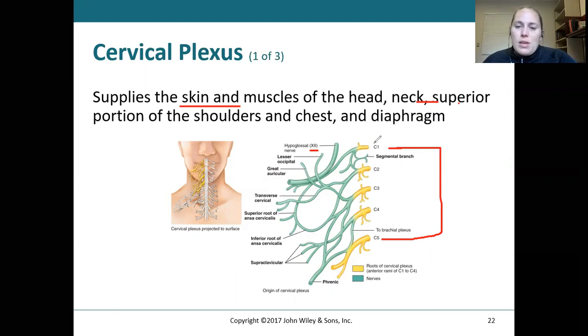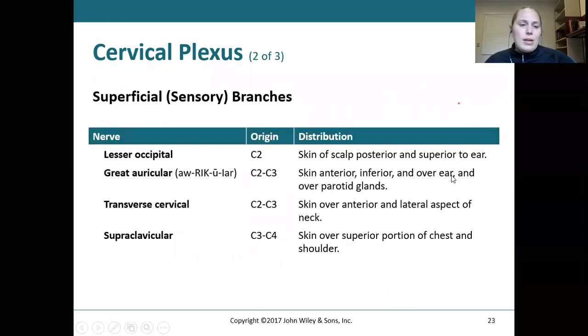But you can see here that C1 through C5 is going to innervate things like the lesser occipital, the transverse cervical, superior root of the ansa cervicalis, the inferior root of the ansa cervicalis, and the supraclavicular, as well as the phrenic nerve. The phrenic nerve, if you remember, innervates a very important muscle that we use every day, multiple times a day, aka your diaphragm. So your phrenic nerve connects to your diaphragm and makes sure that you consistently are breathing, which is important, right?